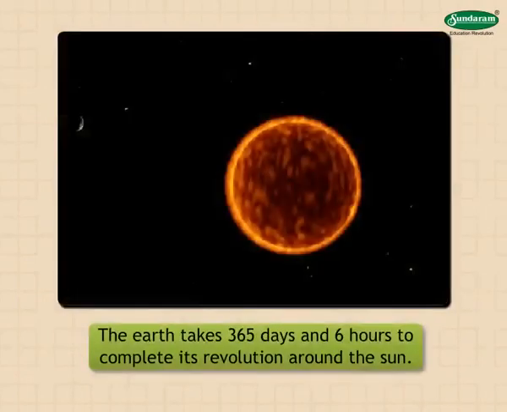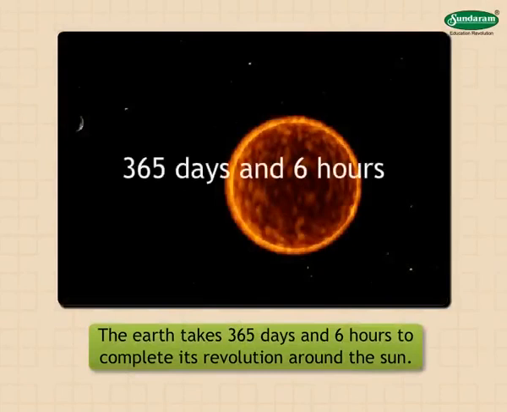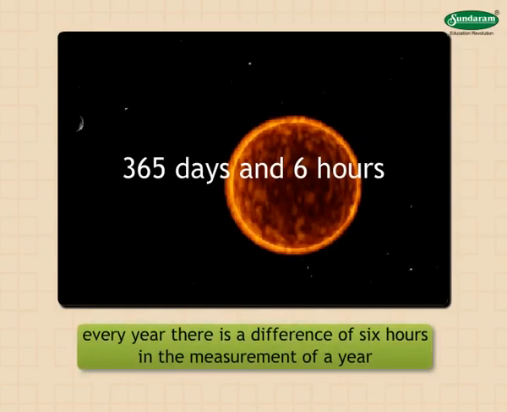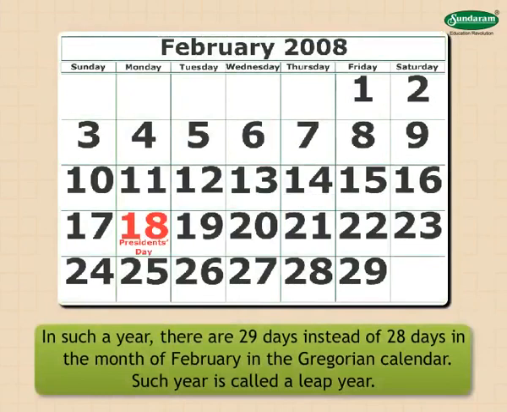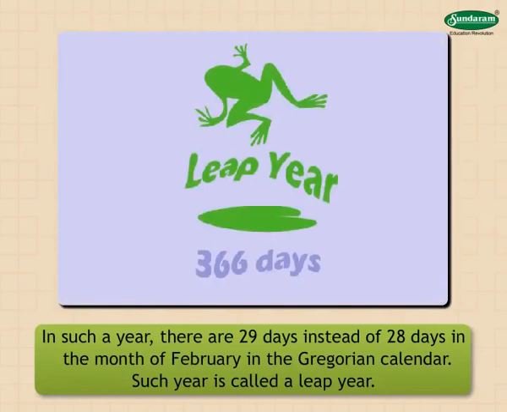Leap year. The Earth takes 365 days and 6 hours to complete its revolution around the Sun. As a result, every year there is a difference of 6 hours in the measurement of a year. In order to make up for this difference, every 4th year, the year is considered to be of 366 days. In such a year, there are 29 days instead of 28 days in the month of February in the Gregorian calendar. Such year is called a leap year.